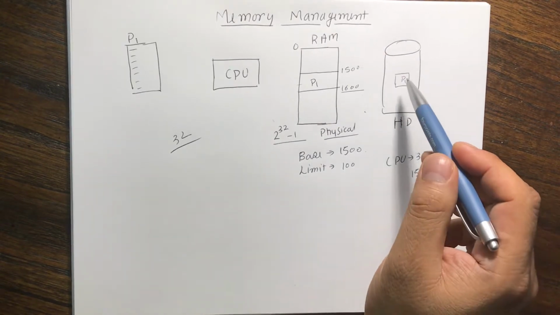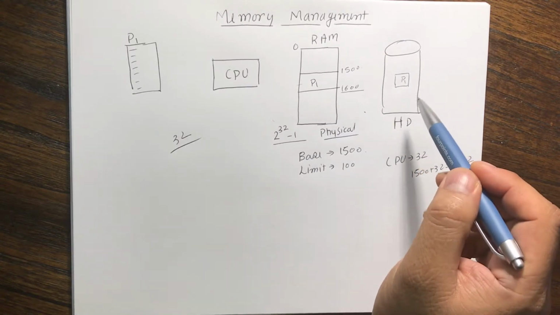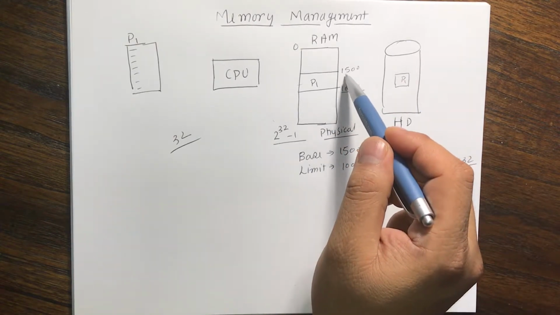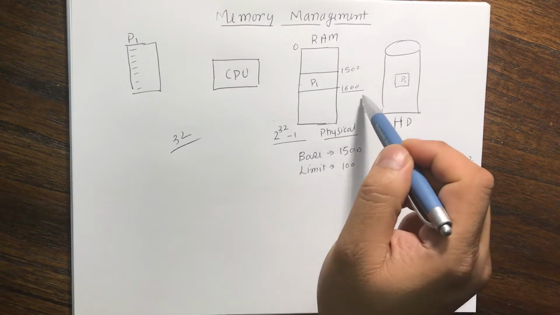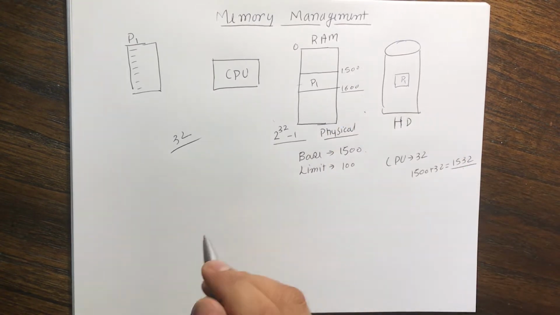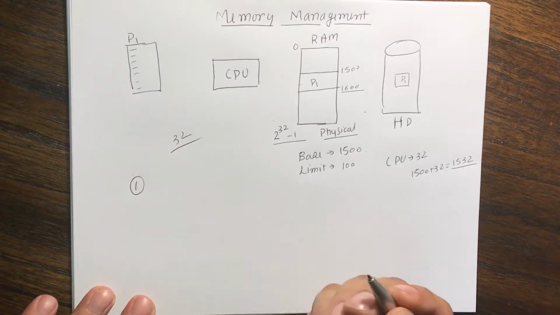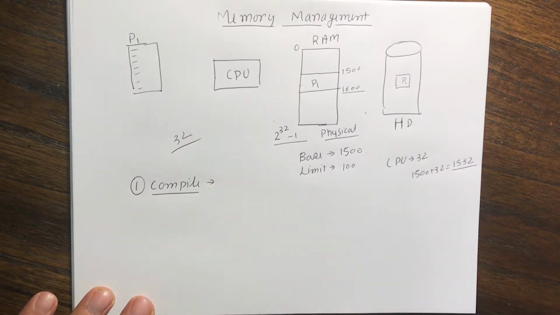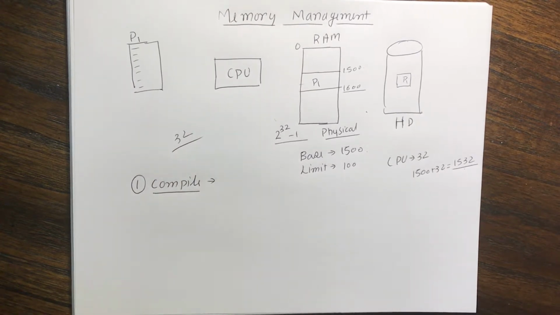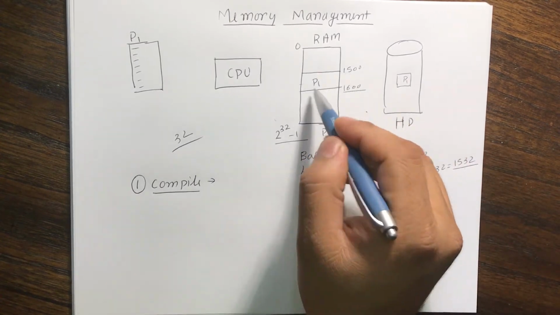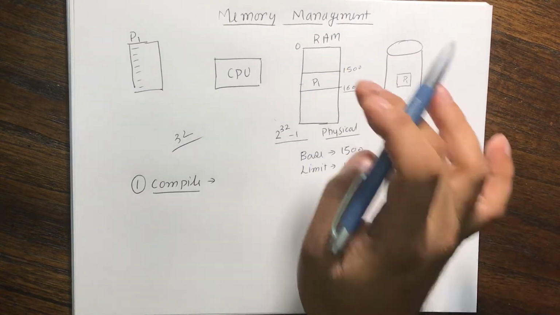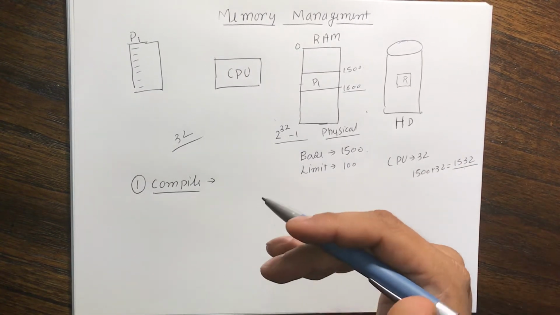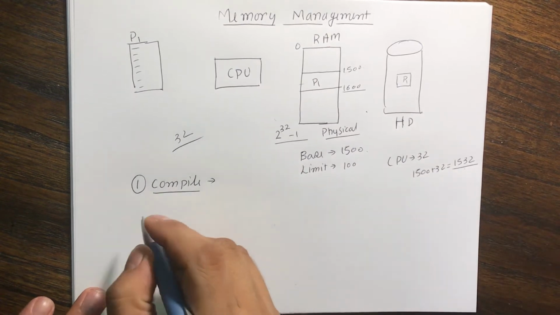Now, when we write our program, at that point I need to bind an address to my particular P1, either line 1500 or wherever it actually gets stored. The address binding can happen at three different times. One is compile time. When you compile your code, you already know where your program is going to get stored. That is called compile time address binding.